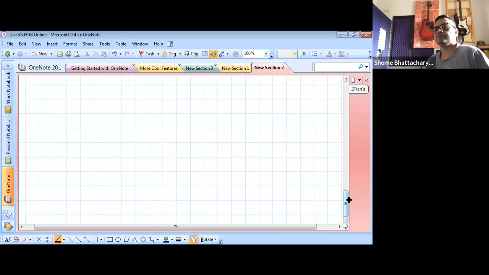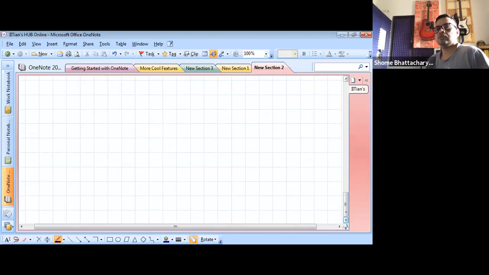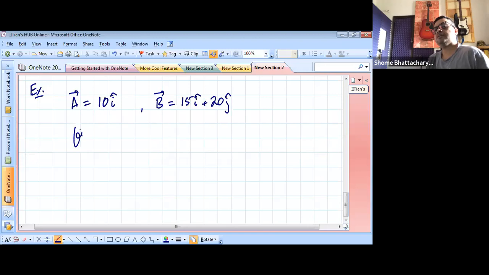So next example is something like this. Vector A is 10 I cap and vector B is 15 I cap plus 20 J cap. Find A cross B by component formula method.